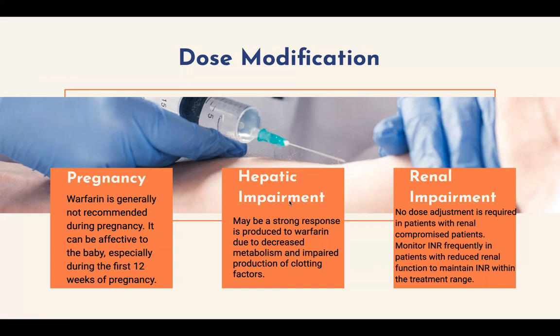Hepatic impairment: a strong response may be produced to warfarin due to decreased metabolism and impaired production of clotting factors. As we know, if someone is hepatically impaired, the clotting factors produced by enzymes from the liver are also affected. Therefore, dose modification would be needed.